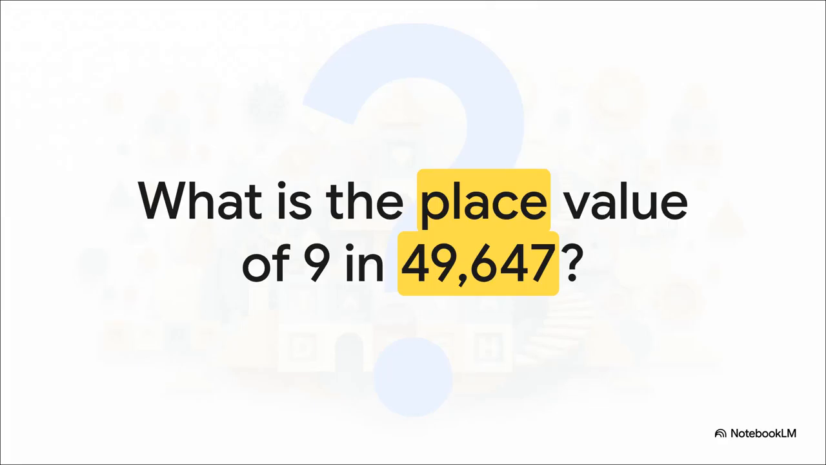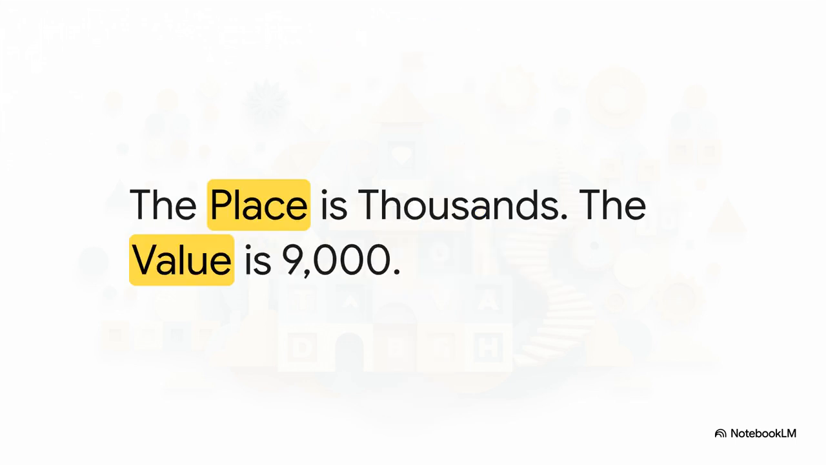Let's test this out right now with a quick question pulled straight from our Primary 7 study materials. Look at the number 49,647. I want you to focus just on the digit 9. What is the place value of that 9? Remember, I'm asking for the name of the position it's sitting in. Go ahead and count from the right if you need to. Did you get it? The 9 is sitting in the 4th spot from the right, so the place value is thousands.